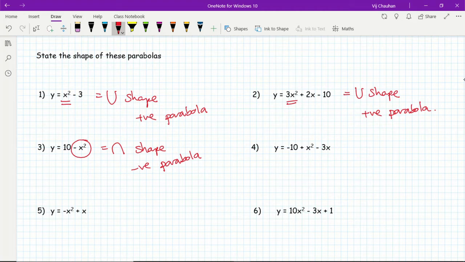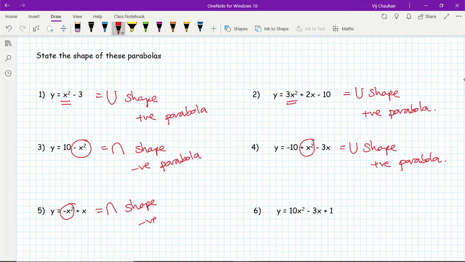For question 4, again, we're looking at just the x squared, so not the constant, not the number, not the x's, just the x squared. The x squared in this case again is positive, so it's a U shape, and again that's a positive parabola. And for question 5, we've got a minus x squared, so that's going to be an N shape, and that's a negative parabola. And lastly for question 6, we've got a positive x squared, so that's going to be a U shape, or the more mathematical word, a positive parabola.